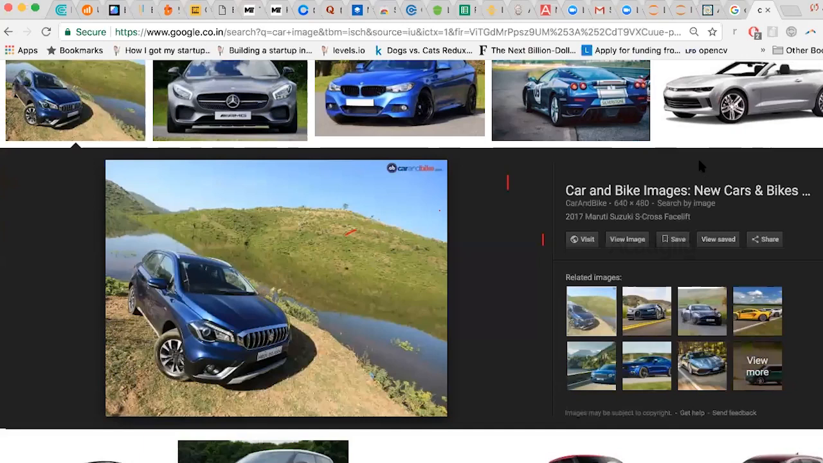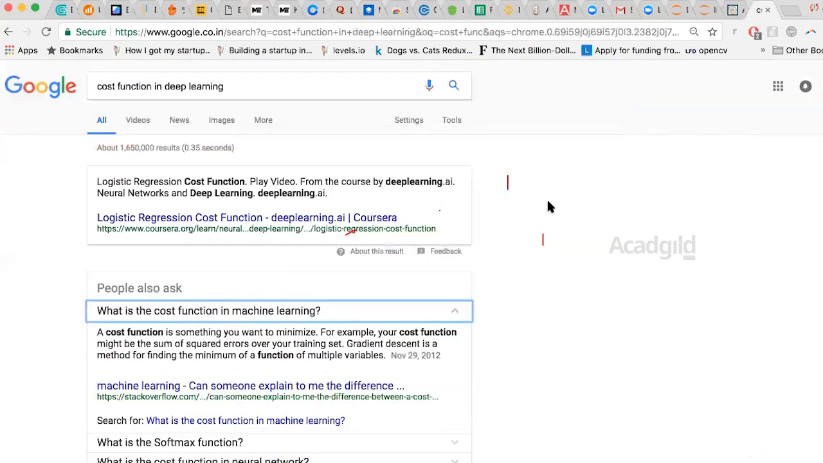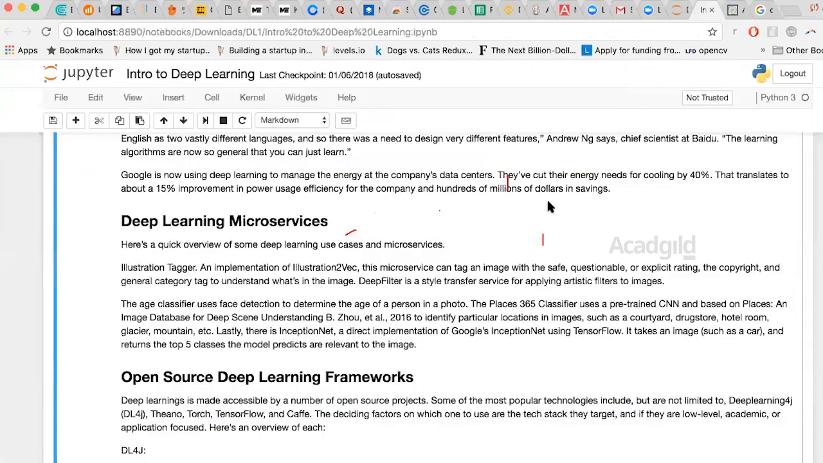Does it make sense? So there are 5 classes that have been predicted, and the probabilities for each of them have been predicted. That's how powerful Google's Inception Net is. That's what I wanted to illustrate in this direct implementation of Google's Inception Net: take an image, and it gives you each class and its probability.